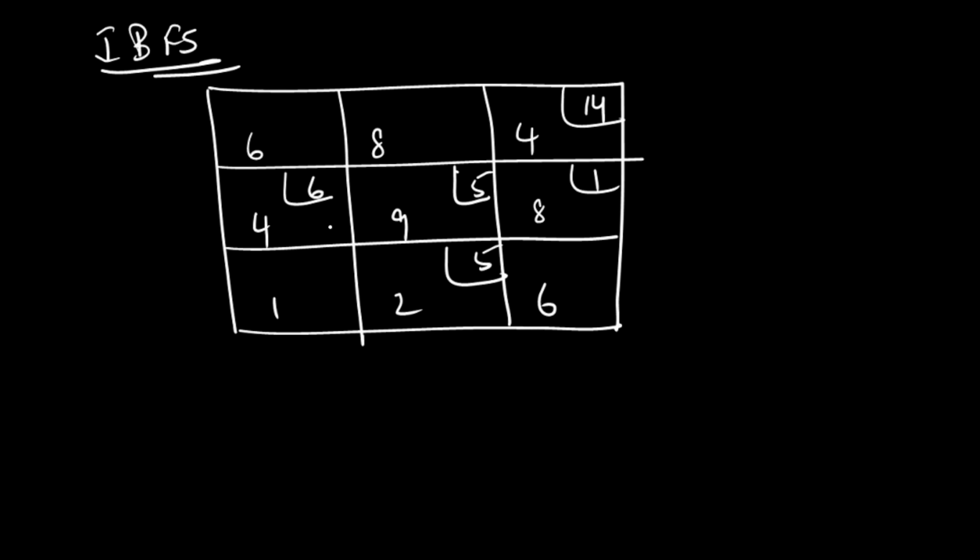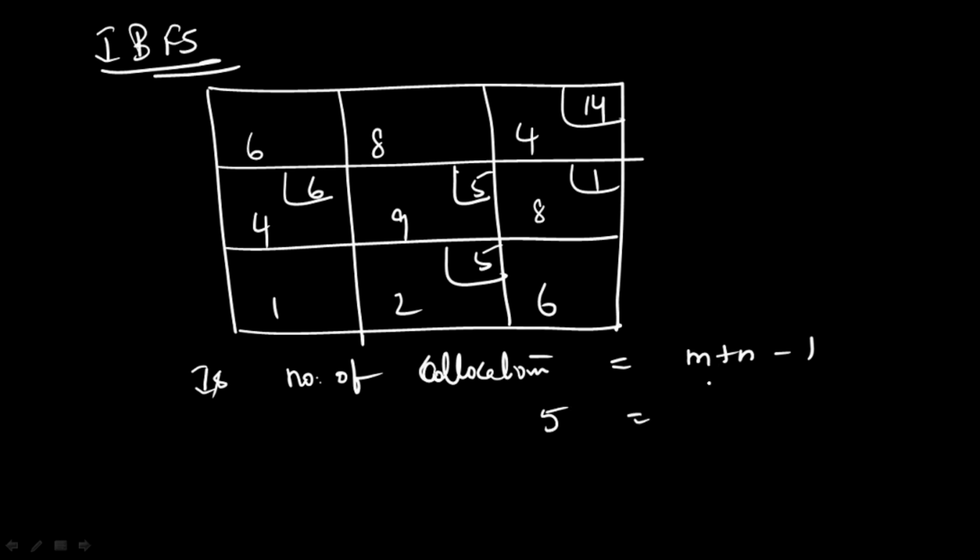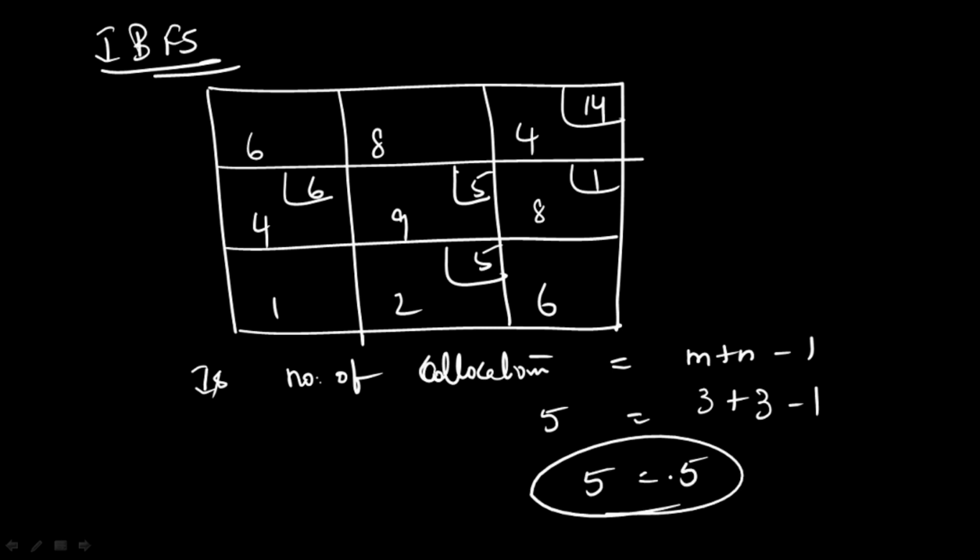Before going for optimality test, there is one more thing. What is that? You need to check whether the number of allocations is equal to m plus n minus 1. What is the number of allocations? 1, 2, 3, 4, 5. 5 allocations is equal to m, the number of rows, 3, plus n, the number of columns, 3, minus 1. So 5 is equal to 5, which means now I can proceed for optimality test. You understand the point? Now you can proceed for optimality test.